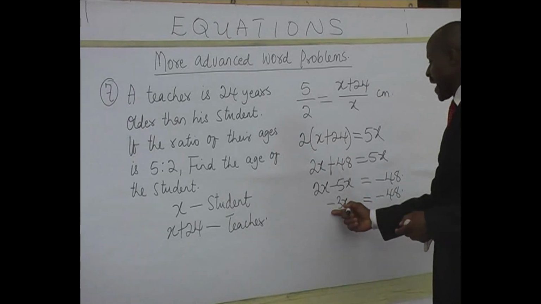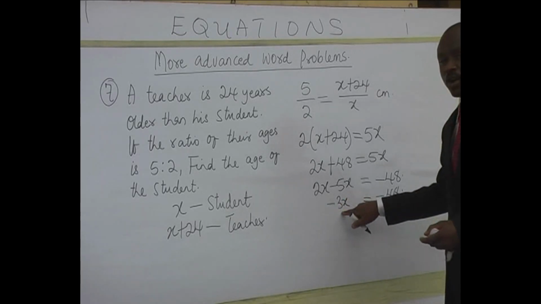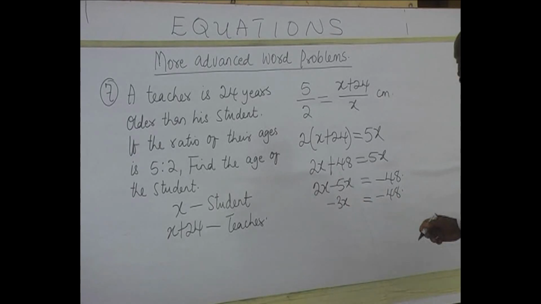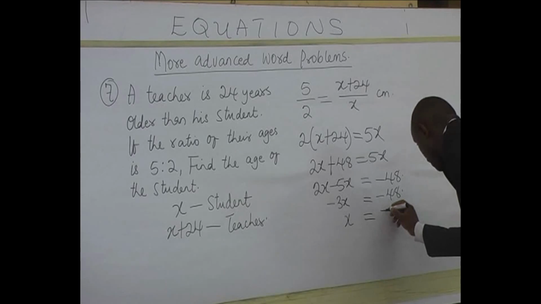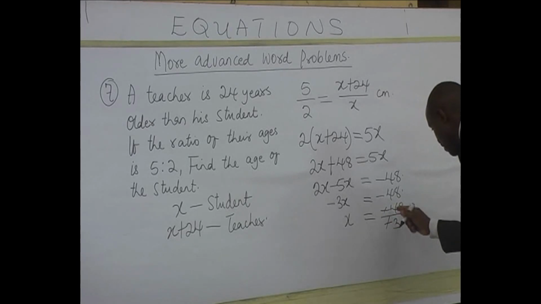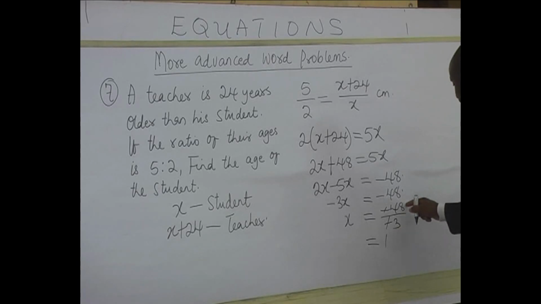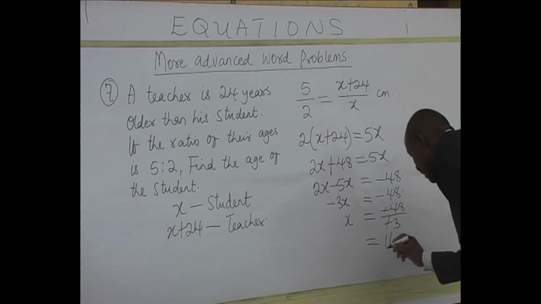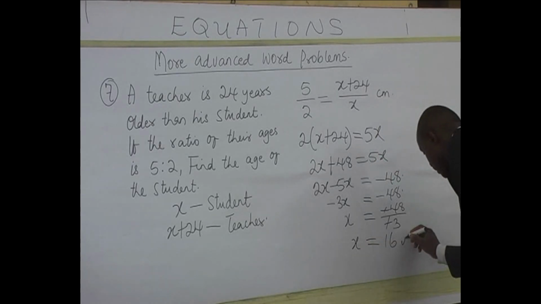Divide both sides by minus 3, so as to eliminate minus 3 from the left hand side of the equation. If you do so, you are going to have X is equal to minus 48 divided by minus 3. Minus can cancel minus. 3 divides 48 will give you 16. That means X, which is the age of the student, is 16 years.